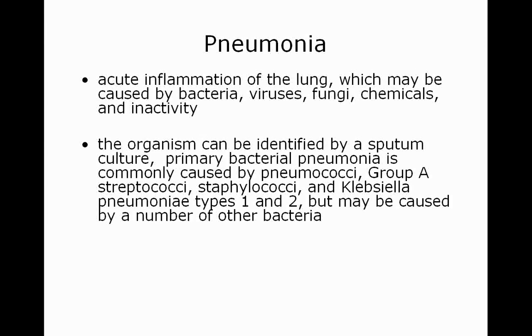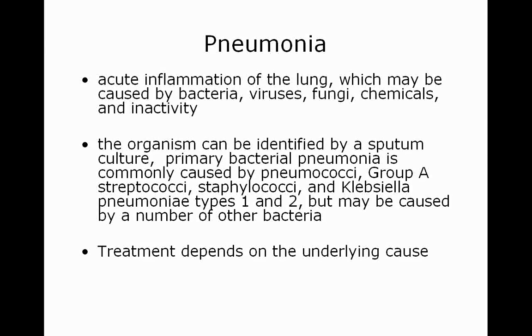The organism, if it is infective pneumonia caused by bacteria, could be identified by sputum culture. The person coughs up the sputum, and the sputum is examined, and cultures are grown of any organisms in that sputum. It's usually a pneumococcal pneumonia. There's also group A streptococcal, staphylococcal, there's Klebsiella, types 1 and 2. There's a number of different bacteria that can cause pneumonia, and treatment will depend on the underlying cause. When a sputum culture is performed, usually a sensitivity test will also be performed to find out which antibiotic the specific organism is sensitive to, showing which antibiotic should be used for treatment.